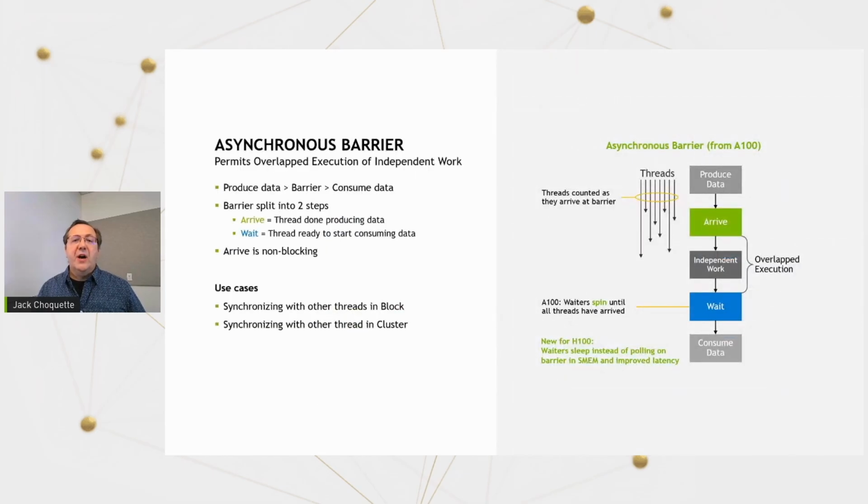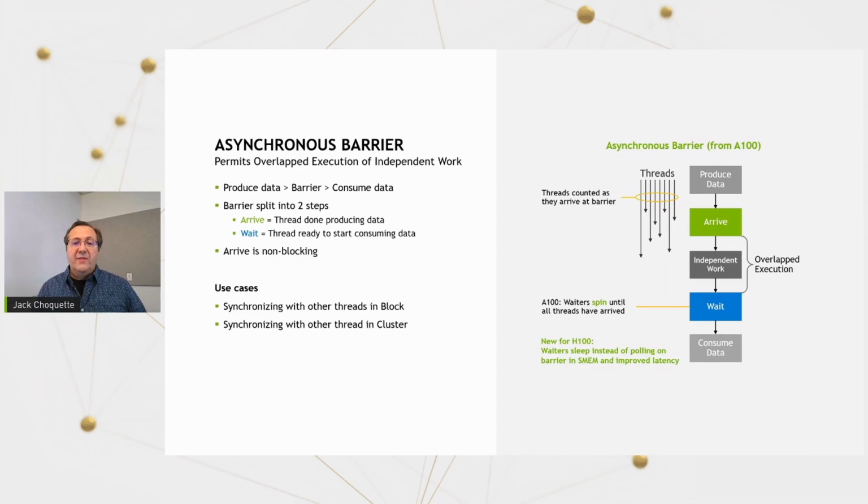Before I dive into the details of Hopper improvements, let's start with a review of the asynchronous barriers that were available in A100. Consider again the example where a set of threads are cooperatively executing on a set of data. As shown on the right, A100 synchronization barriers split the synchronization process in two steps. First, threads signal arrive when they are done producing their portion of the shared data. This arrive is non-blocking, so threads are free to execute other independent work. Eventually, the threads need the data produced by all the other threads. At this point, they do a wait, which blocks them until every thread has signaled arrive.